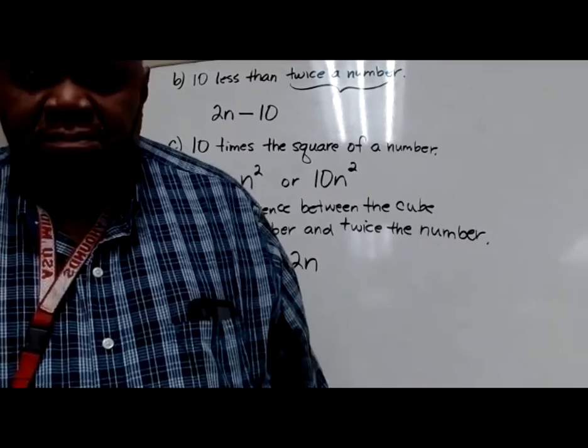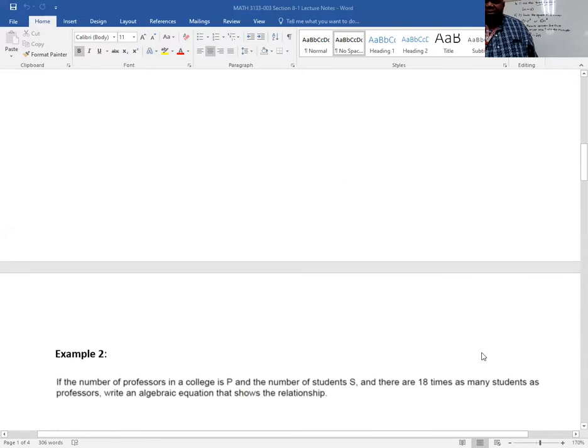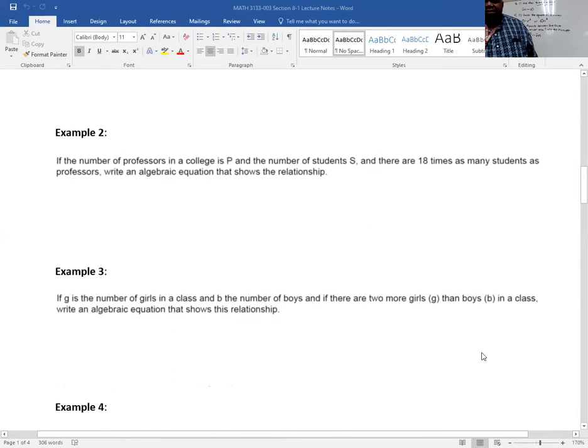Okay. All right, so I'll go back to this. Scroll down. All right, here's a couple of examples. These deal with writing an algebraic equation, so we know we're going to need an equal sign in these problems here. Like in example 2, if the number of professors in a college is P and the number of students S, and there are 18 times as many students as professors, write an algebraic equation that shows the relationship.